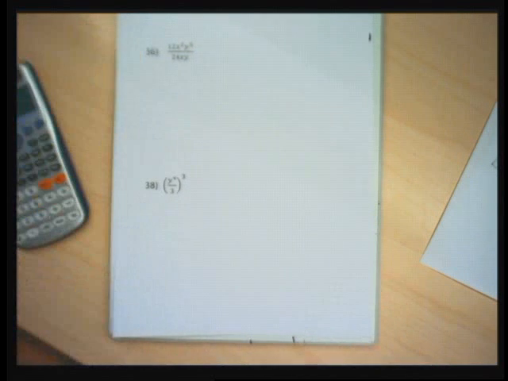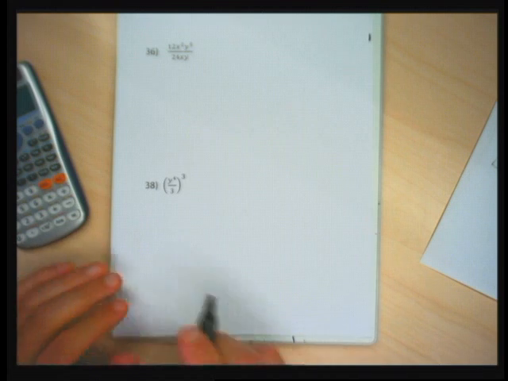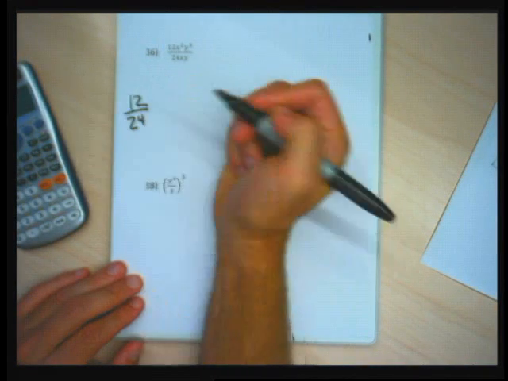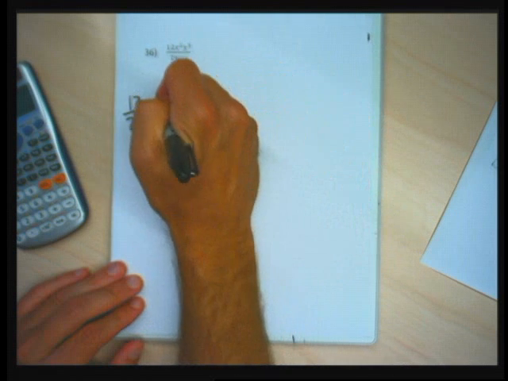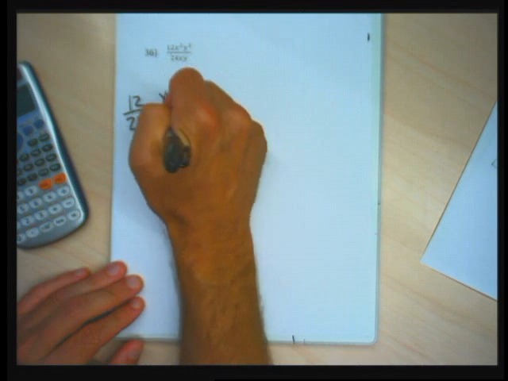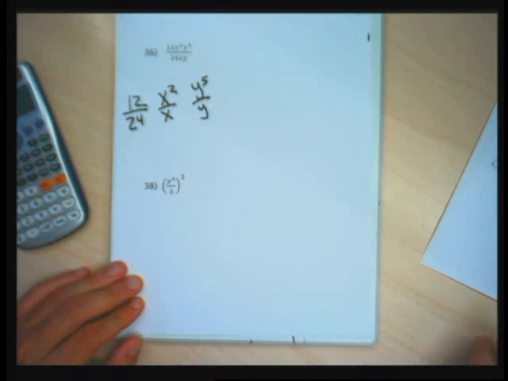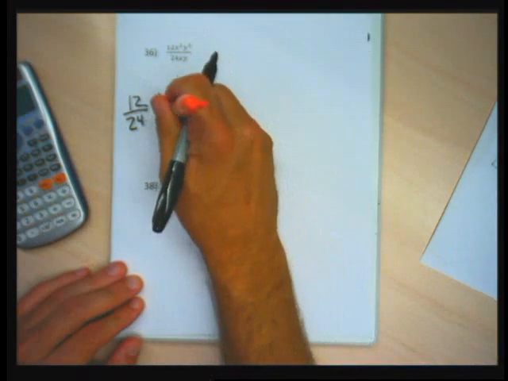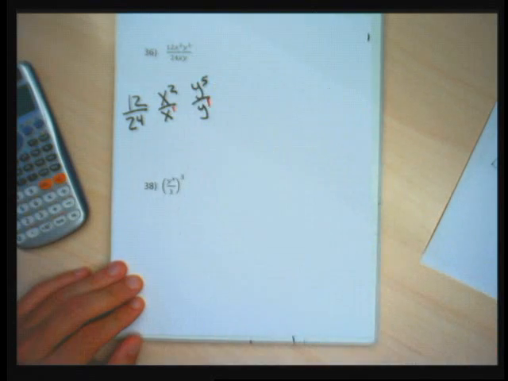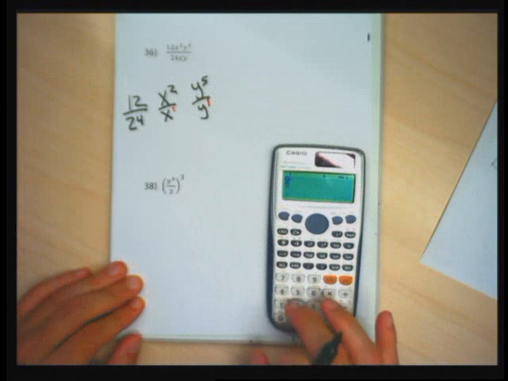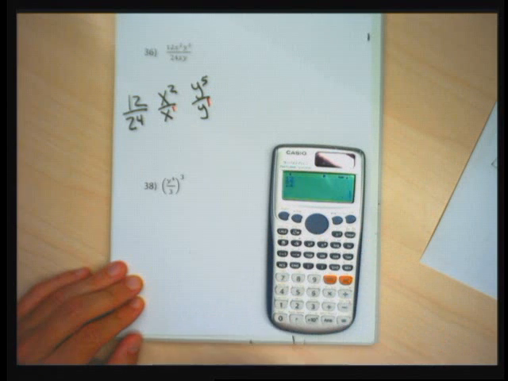This is problem 36. There's no adding or subtracting, so I can reduce each separately. I'm going to treat this like 3 problems. The first problem I'm going to treat as 12 over 24. The second problem I'm going to treat as x squared over x. The third problem I'm going to treat as y squared over y. The x's and the y's that don't have exponents have implied ones. 12 over 24 reduces. I can reduce it without my calculator, but my calculator doesn't make as many mistakes as me. 12 over 24 reduces to 1/2.